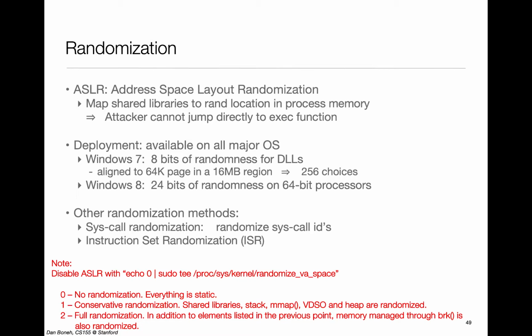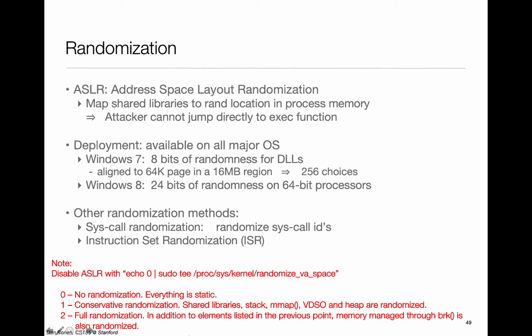So, this is a bit outdated, but Windows 7 had 8 bits of randomness for DLLs, and when they moved up to Windows 8, they had 24 bits of randomness on 64-bit processors. And then other randomization techniques do exist, such as syscall randomization, where you randomize the IDs of the syscalls, and then also instruction set randomization, where you randomize the ordering of the instructions.